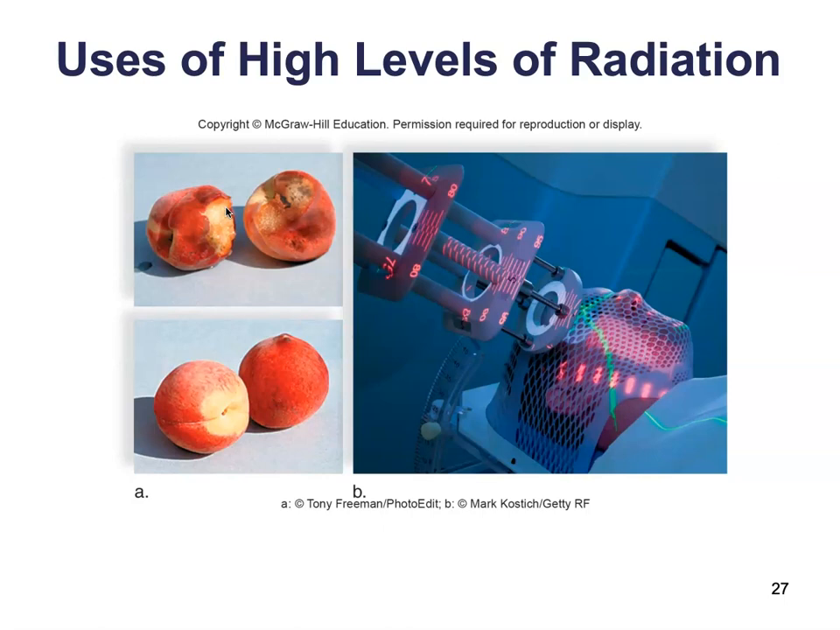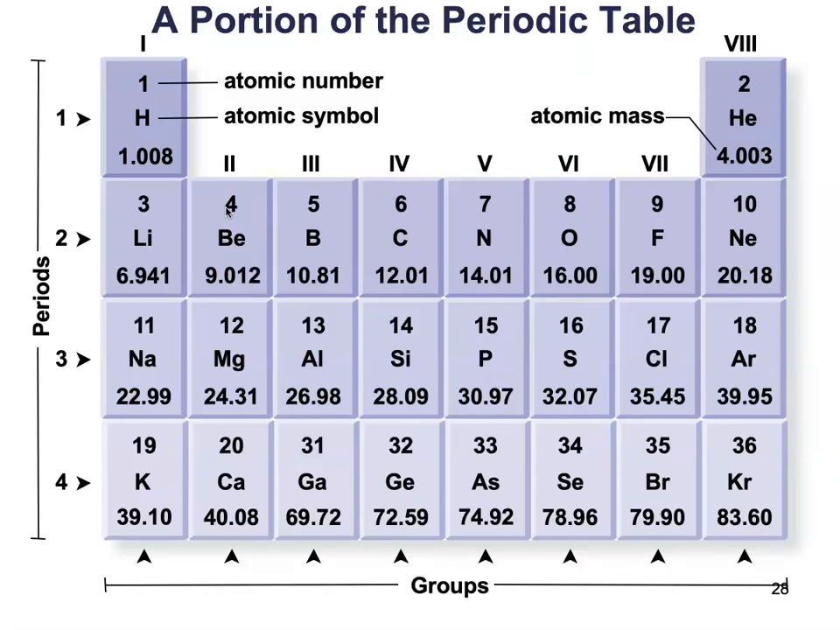We can also use high levels of radiation to target and kill cancer cells. This is a very common strategy. Chemotherapy has been used. That's where we use chemicals to try and kill off cancer cells, but we can also use high levels of radiation as well.